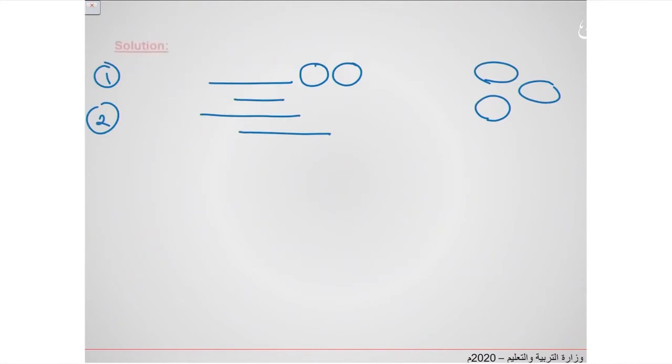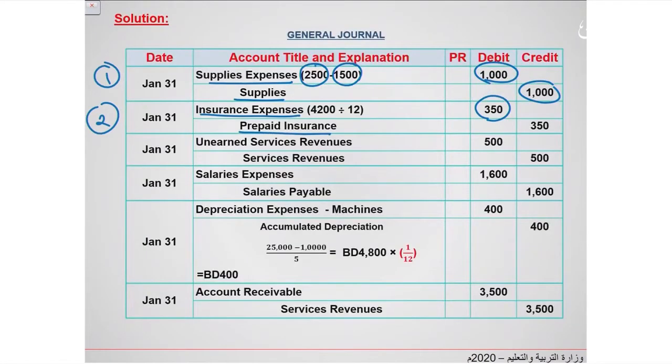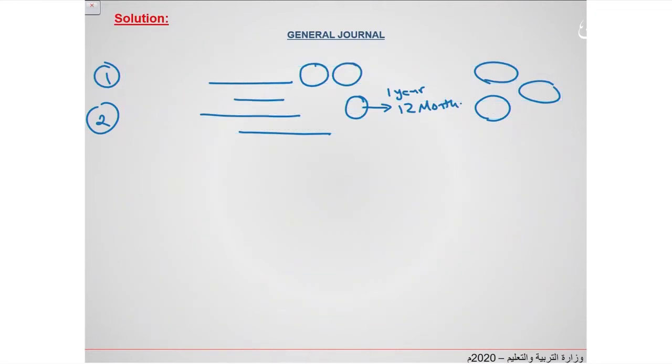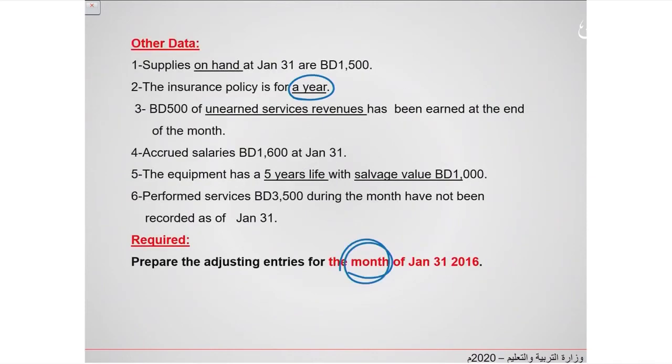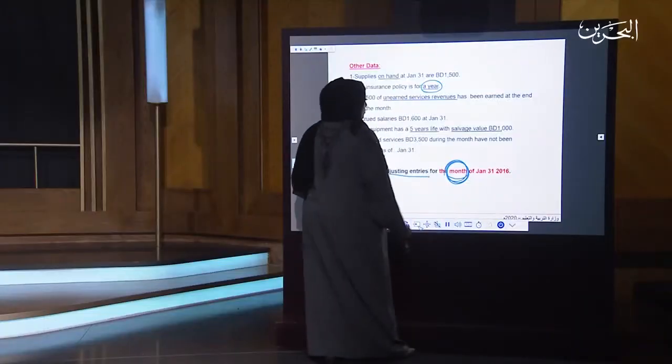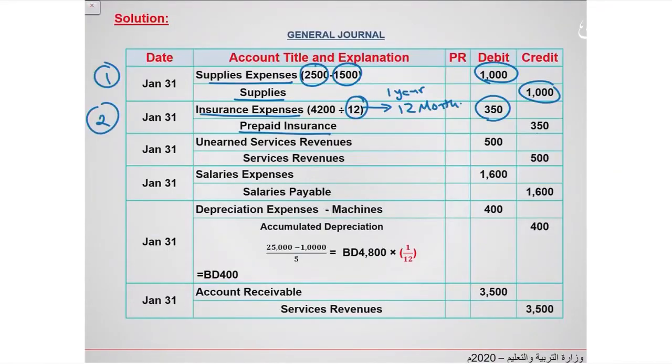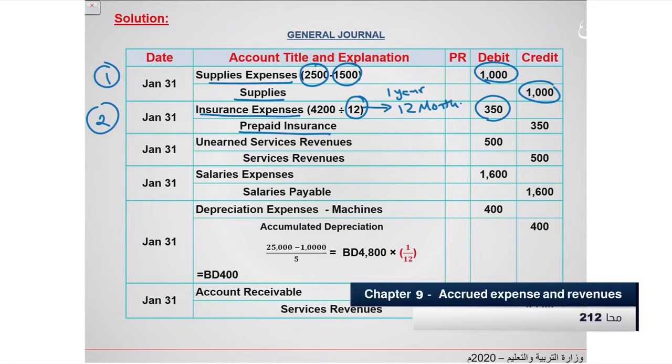I will divide over 12. Why over 12? Because 1 year I have 12 months. And they mention in the question, prepare the adjusting entries for the month. So divided by 12. We'll get 350 in debit side and credit side 350.